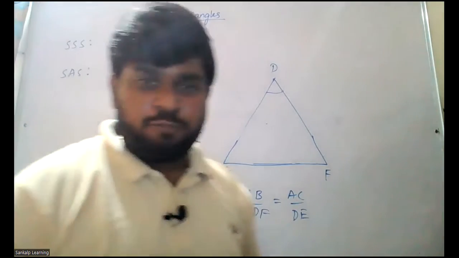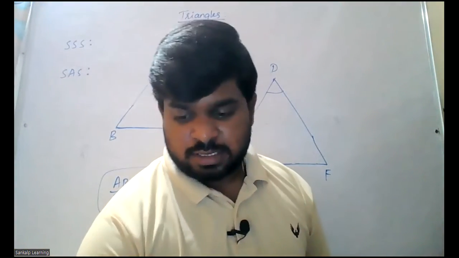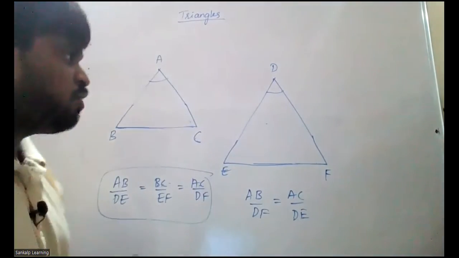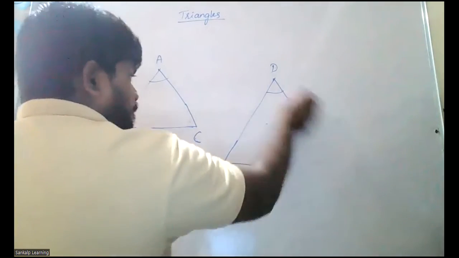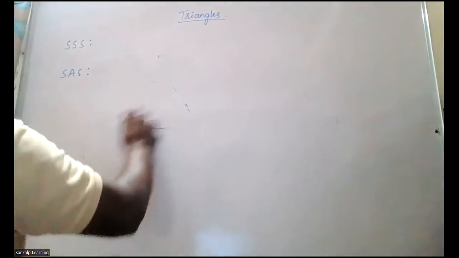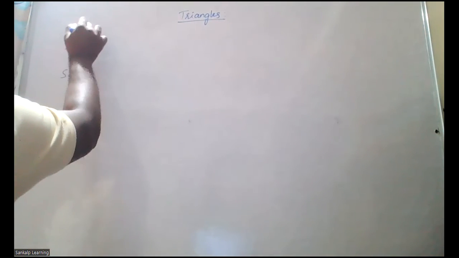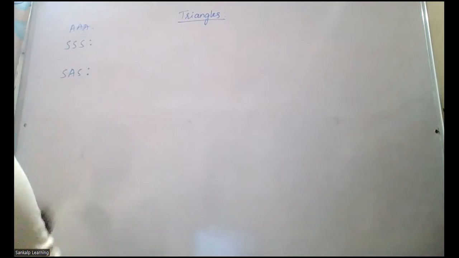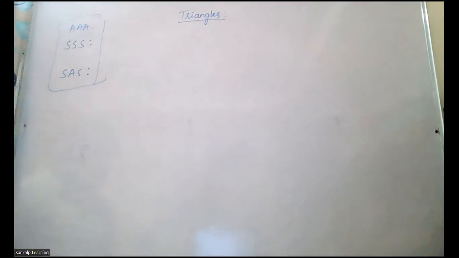Now we'll conclude all the criteria that we have got for similarities. Totally we have got 3 criteria. That is AAA, SSS and SAS. So AAA, SSS and SAS. These are the 3 criteria to prove 2 triangles are similar.